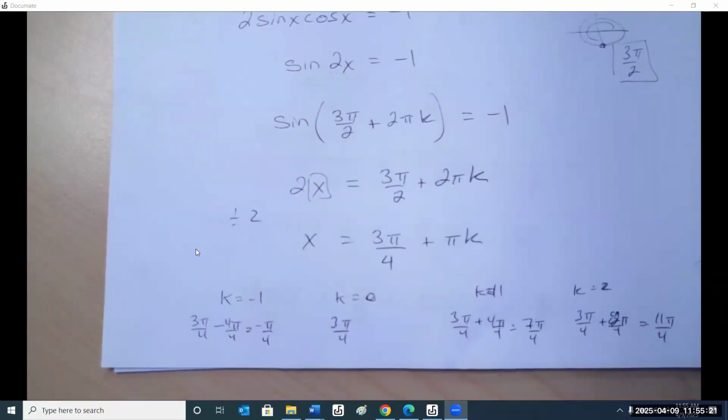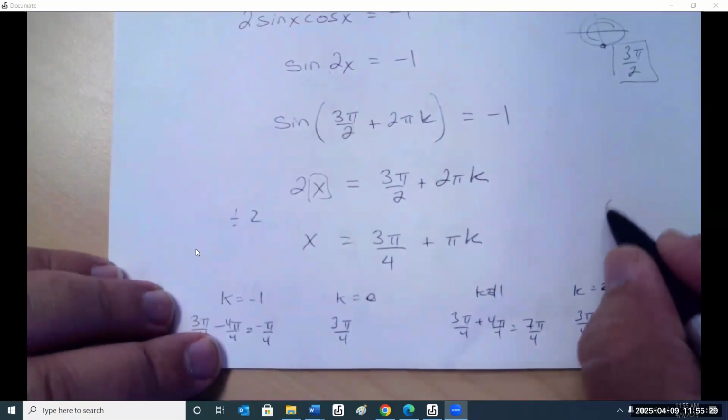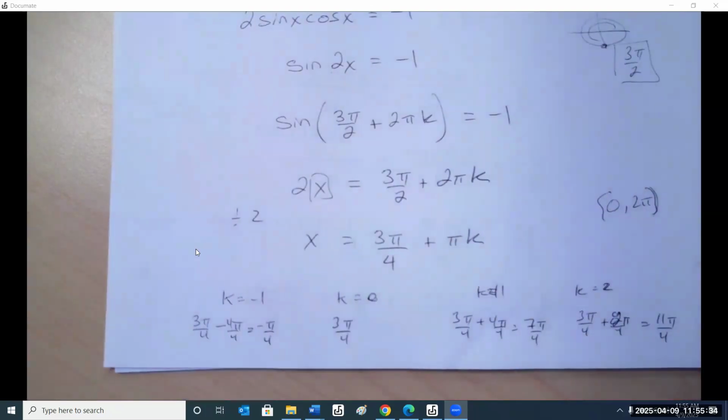So what's that? And this is what we need to know our periodicity. Yeah, so which ones can we use? Because we have to be within our domain of 0 and 2 pi. So which ones satisfy the condition?